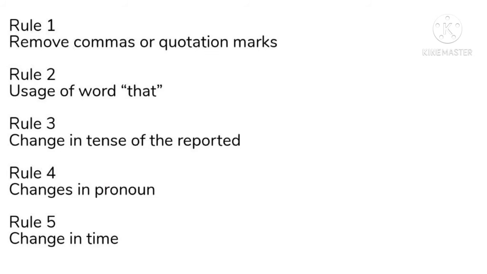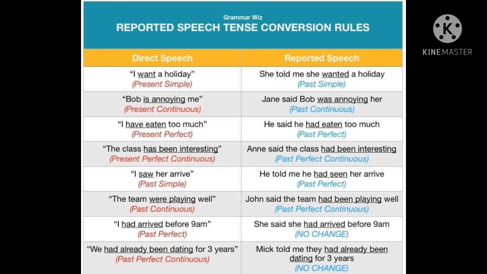Rule number 3. A change is made in the tense of reported speech for changing direct speech into indirect speech. Present tense will change into past tense. Past tense will change into past perfect tense. Present continuous tense will change into past continuous tense. Past continuous tense will change into past perfect continuous tense. Present perfect will change into past perfect tense. Past perfect tense will remain past perfect tense. Present perfect continuous tense will change into past perfect continuous tense.